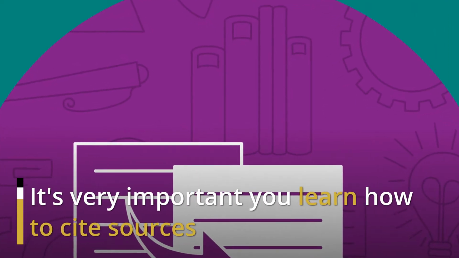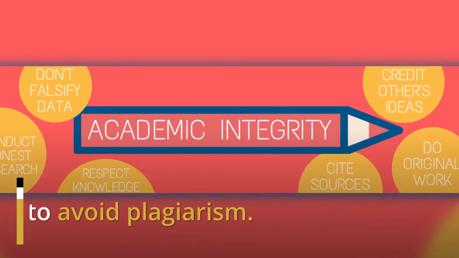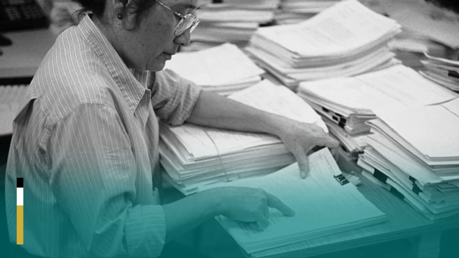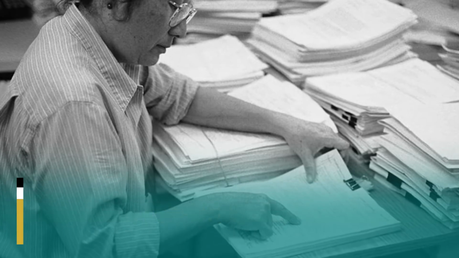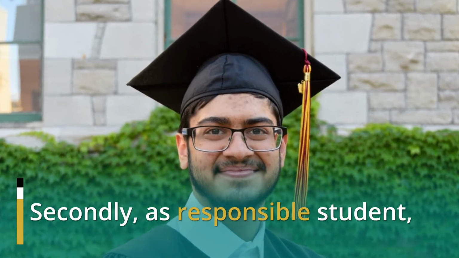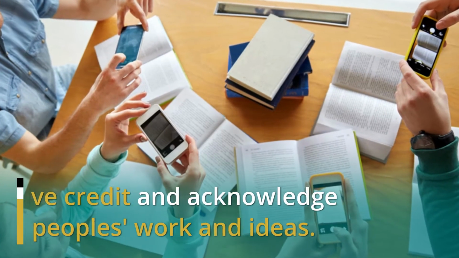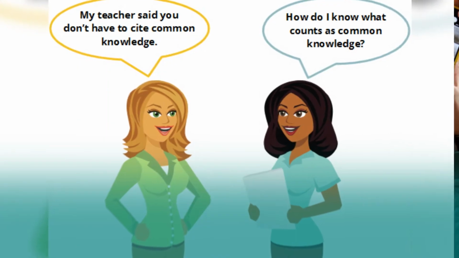It's very important you learn how to cite sources and to avoid plagiarism. The main reasons are, firstly, you show your reader your research by listing sources you used for your information. Secondly, as a responsible student, you give credit and acknowledge other people's work and ideas.